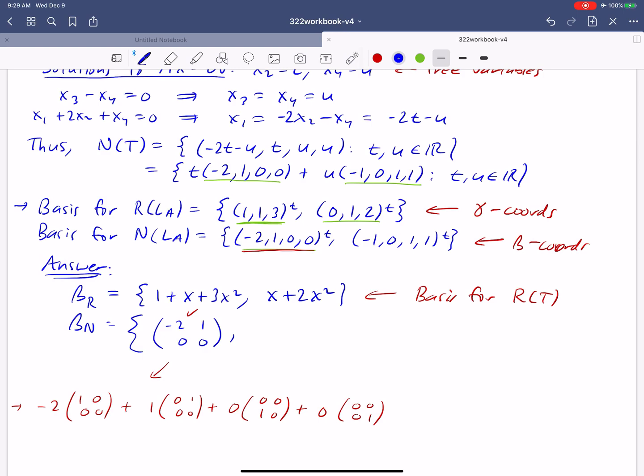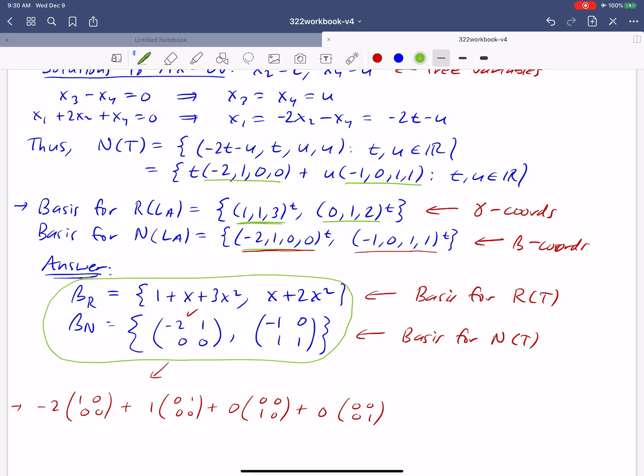And then similarly, to get our last one, we'll look at that and interpret that as coordinates. That's going to correspond to the matrix negative 1, 0, 1, 1. Those two matrices would form the basis for N of T. And so our answer to the whole question that was asked would be this, that I'm circling right here.